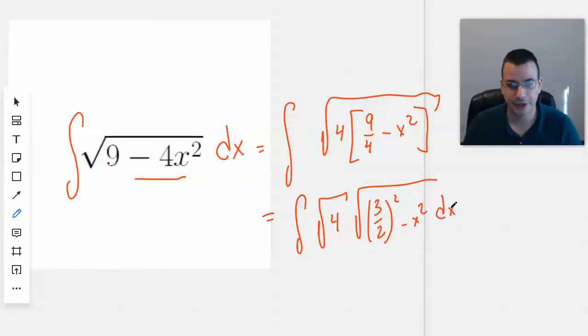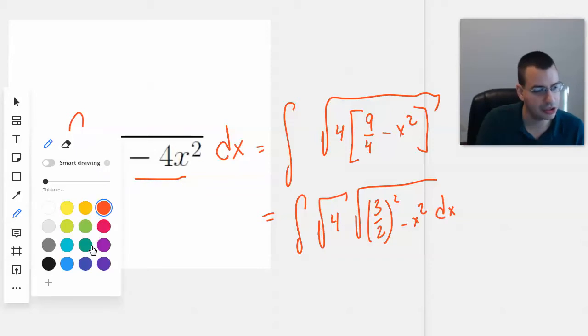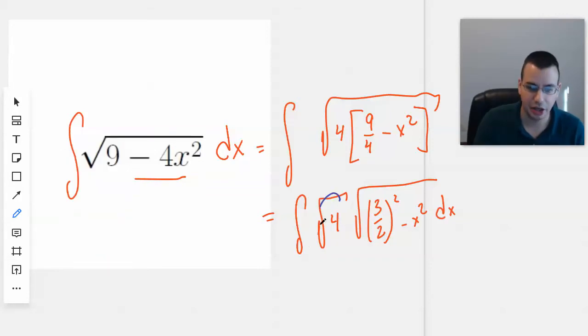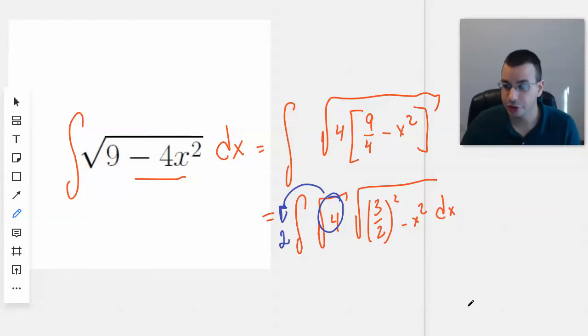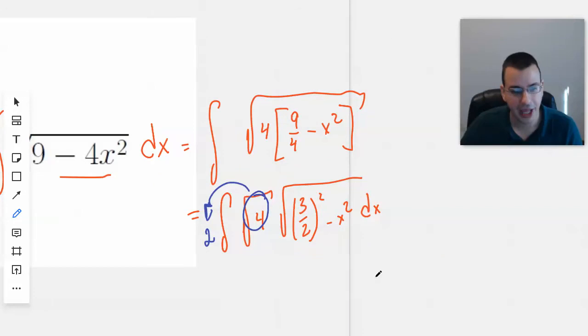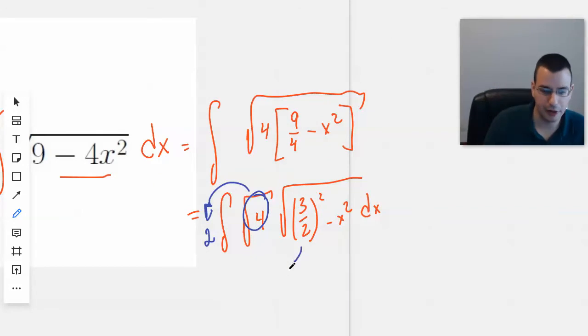Okay, so now I'm going to take this. I'm going to change off orange to highlight my thoughts. And also, just to get away from orange, I don't know why I don't like orange. So the square root of 4 is 2. And so now we have the form a squared and x squared. Still looks like a 2, I know.